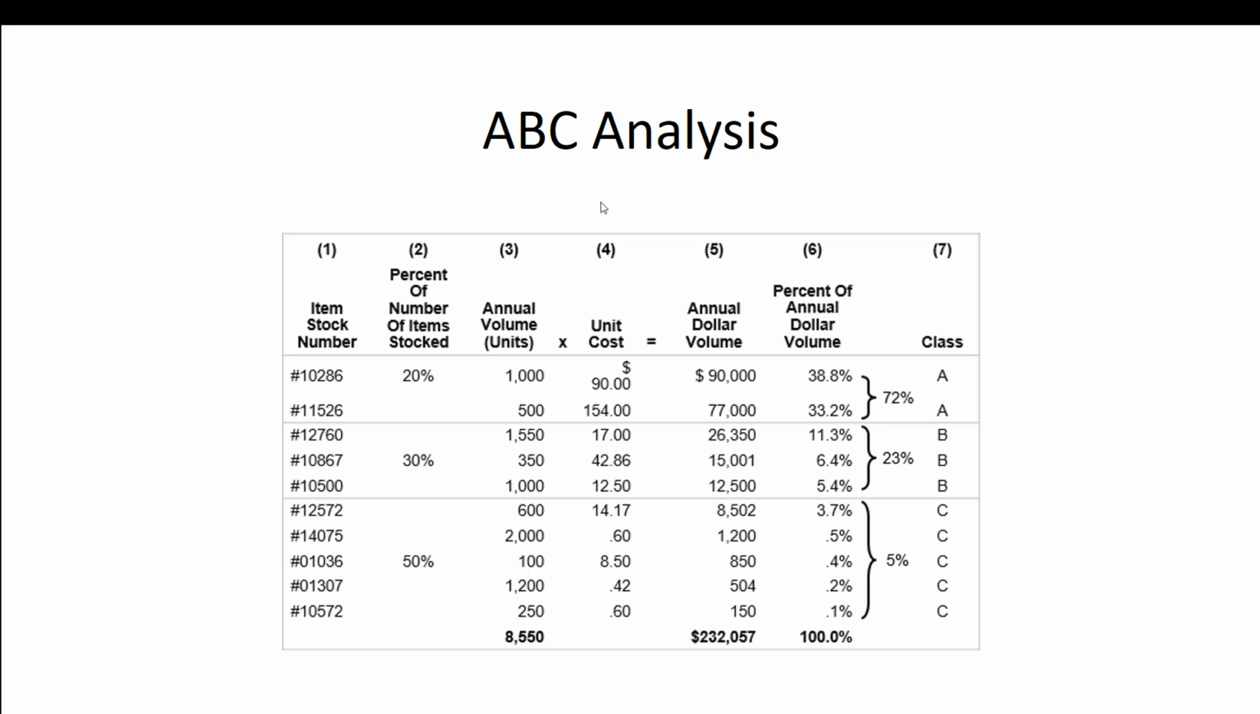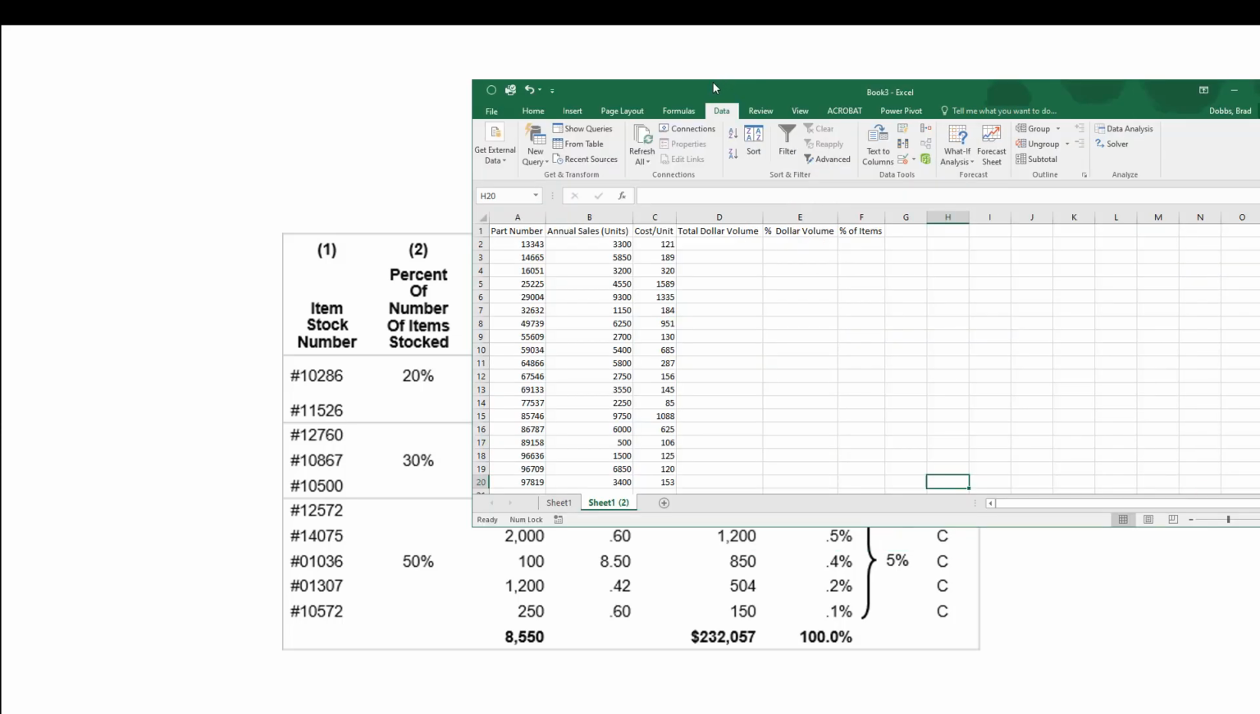So this is an example of what this might look like. We have our item number, the percent of the items stocked, and in this example there are only 10 items, so each accounts for 10%. We take our annual volume times our cost, then we get our total annual dollar volume, and then we calculate out the percent, and then we break down class. So let me show you an example here. Let me pull a sheet in.